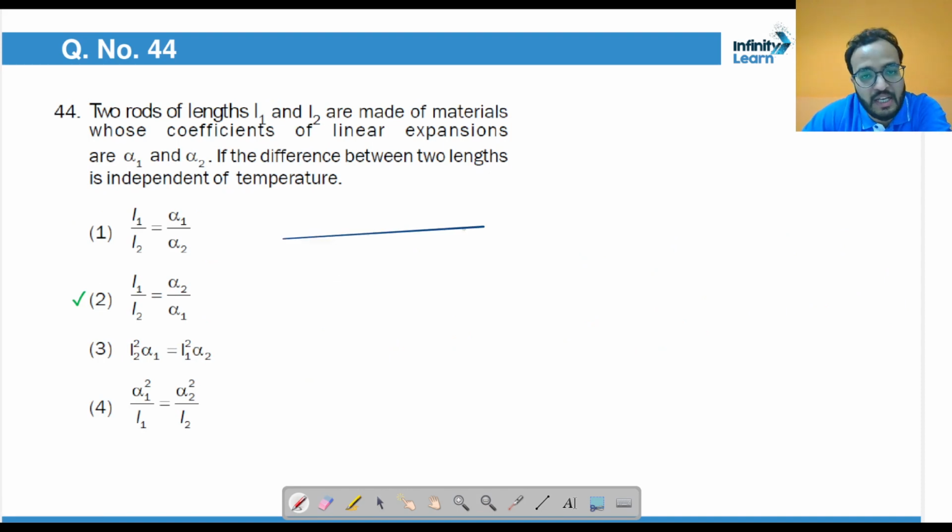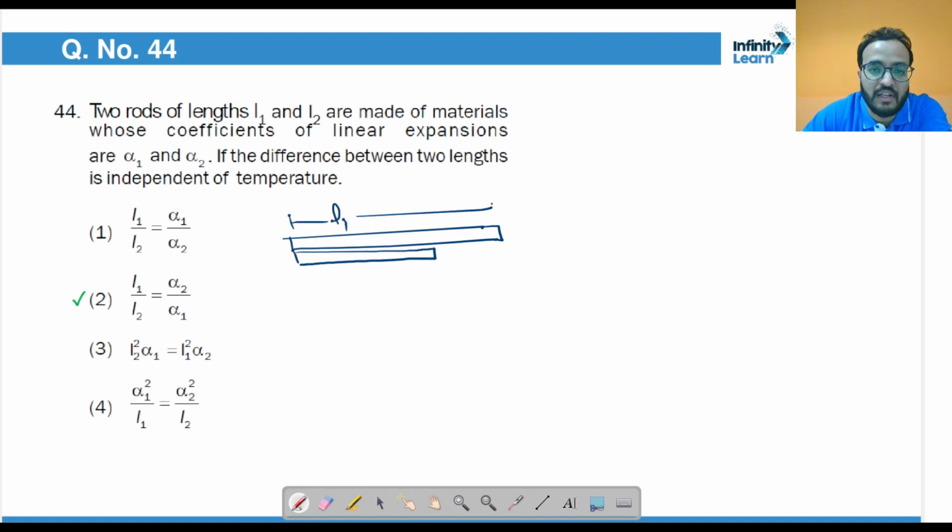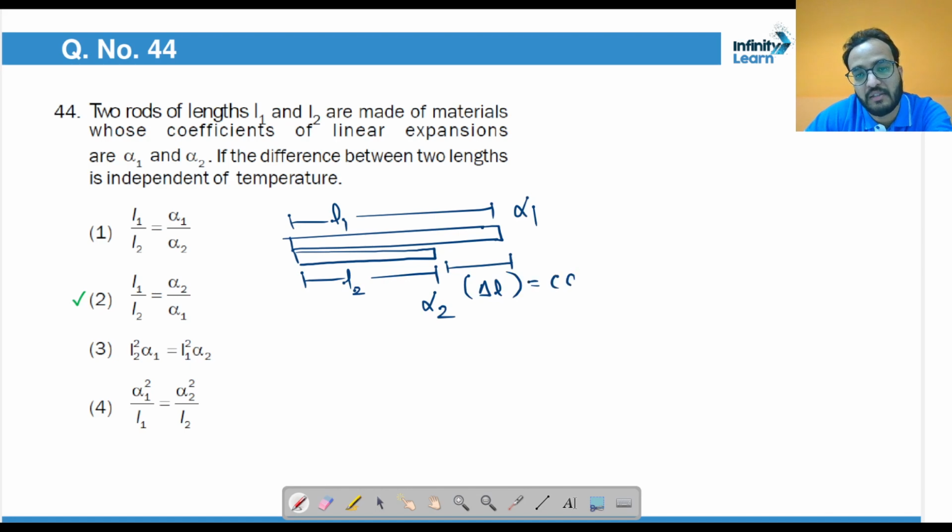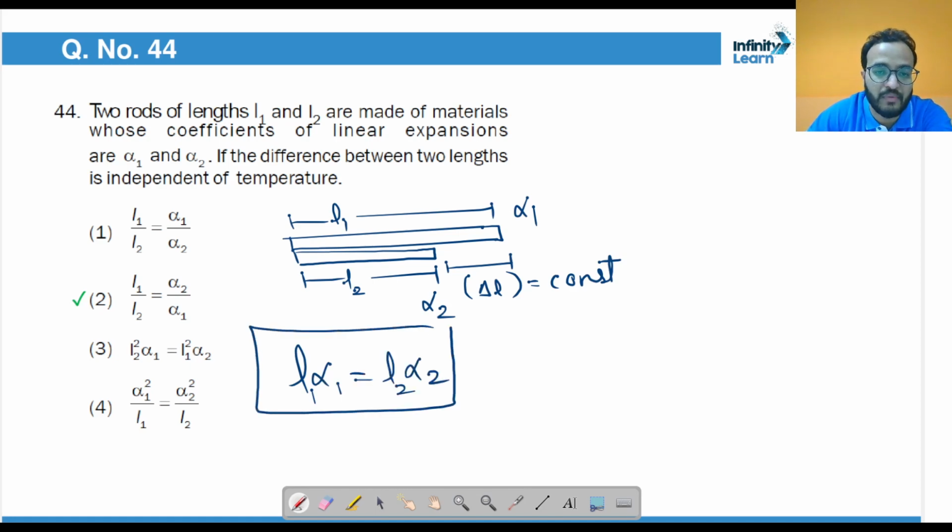This is the condition that if suppose two rods are given, whenever two rods are given and they say one rod is of length L1, alpha 1, length L2, alpha 2. If this difference delta L is constant, we can say L1 alpha 1 is equals to L2 alpha 2. Remember, okay? Just remember this case. If you want to get it, it's easy. We have done it in the previous exam also.